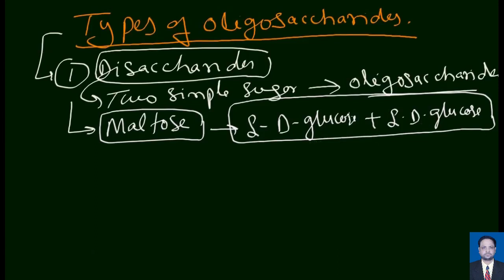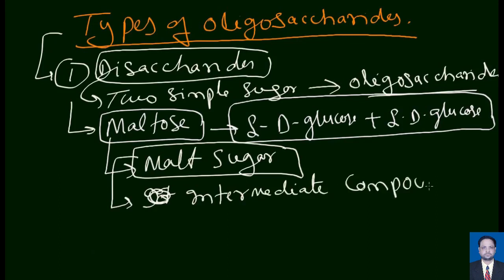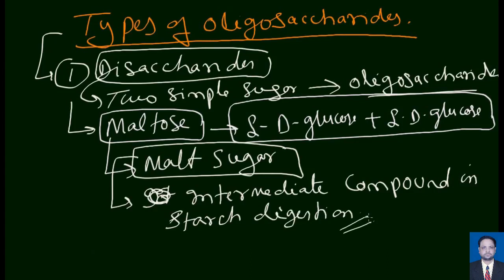Got it? This maltose is commonly called malt sugar. So maltose is commonly called what? Malt sugar. And this malt sugar is an intermediate compound in starch digestion. Got it? So in starch digestion, it is an intermediate compound.